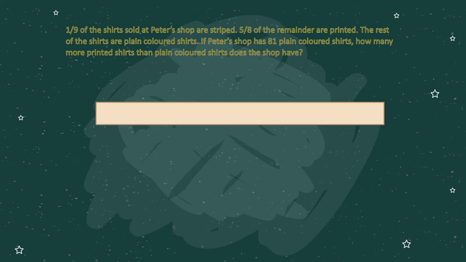And we will draw this bar. The length of this bar represents the total number of shirts Peter's shop has. Now, the first part of the question says that 1/9 of the shirts are striped. So let's divide this bar into 9 equal parts, like this. And 1/9, which is the shaded part, is striped.